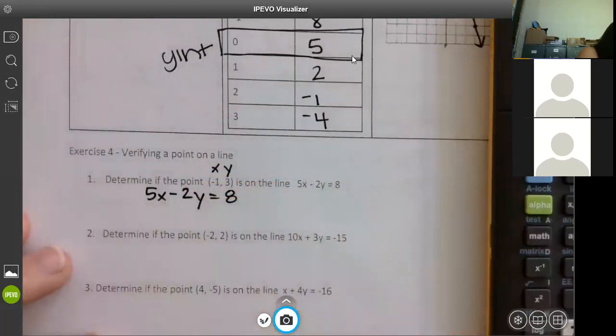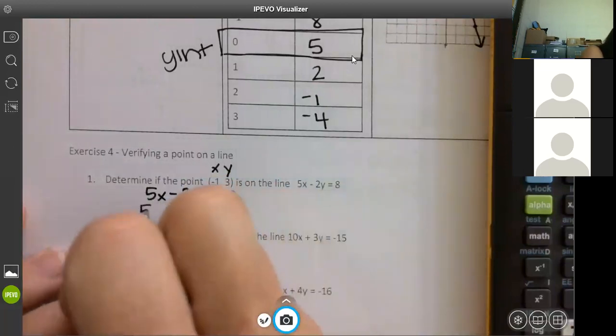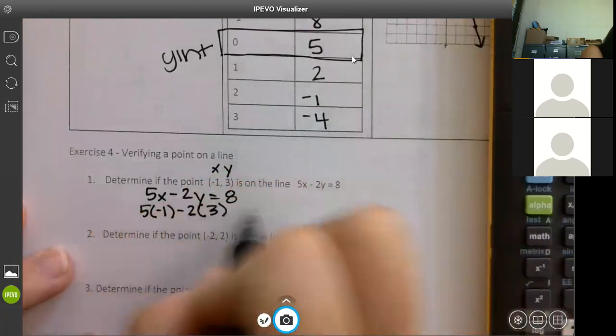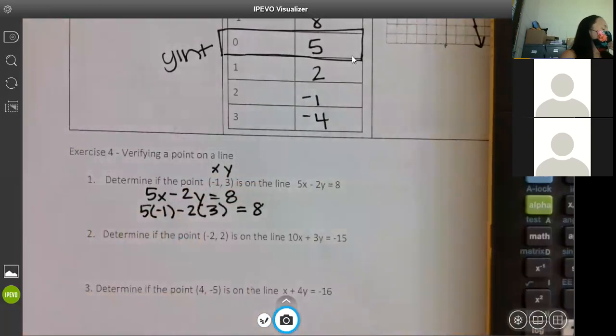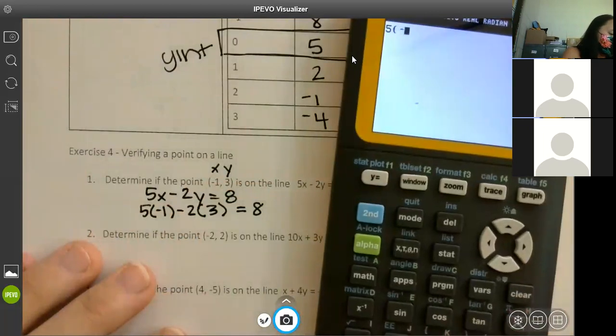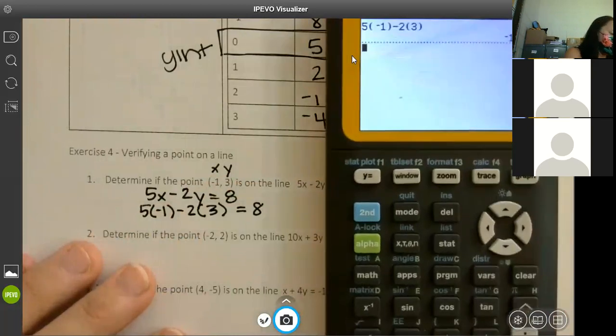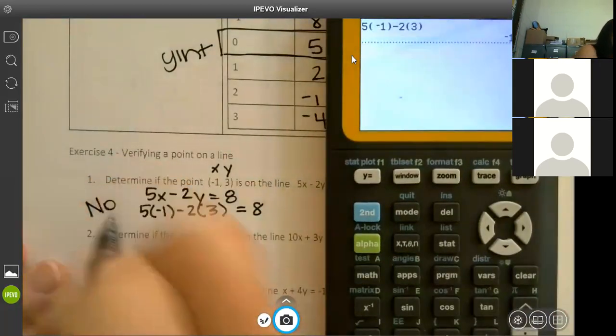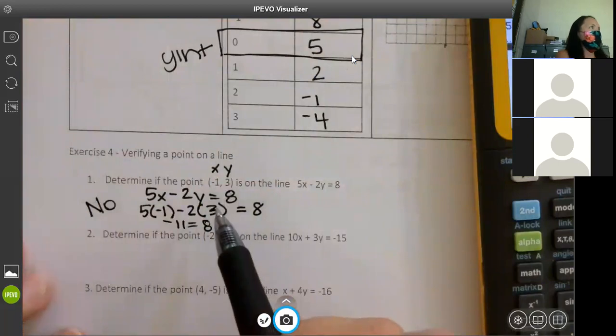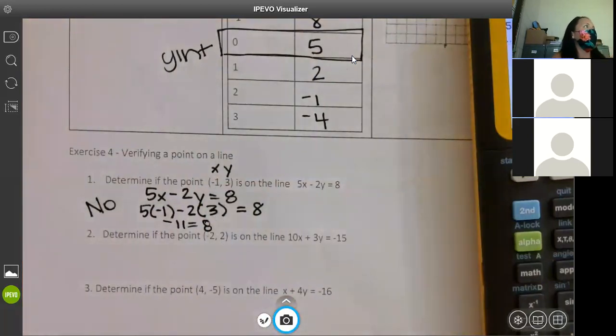What is our x coordinate? What's your y coordinate? And we're going to see, does that in fact equal 8? Use your calculator. Don't try to kill yourself to get this done. 5 times -1 minus 2 times 3. Did that give me 8? No. It gave me -11 equals 8. This point is not on the line. If they are equal, it is on the line. If they are not equal, it is not on the line.